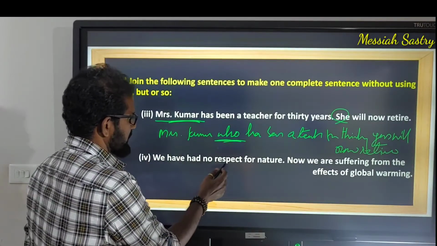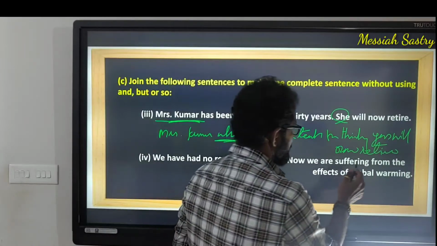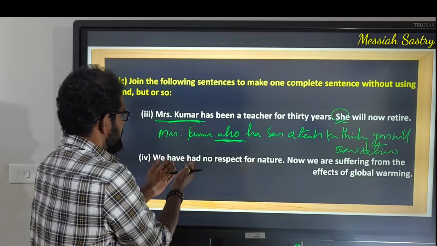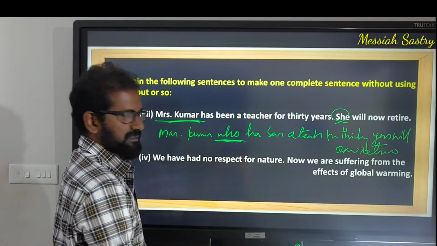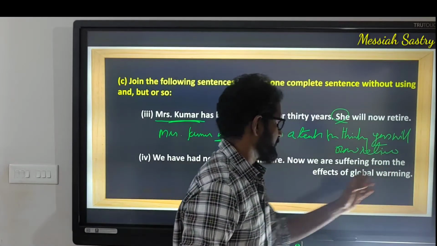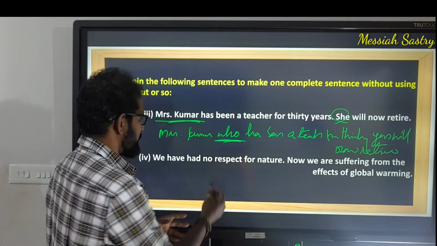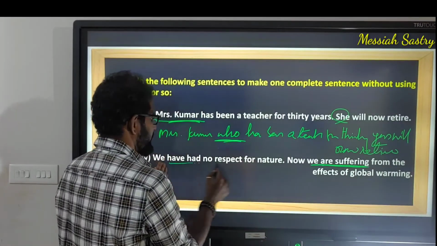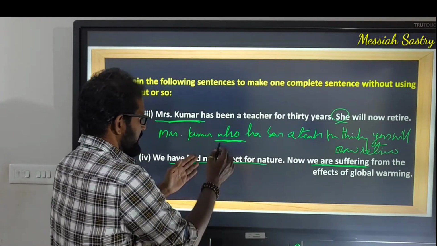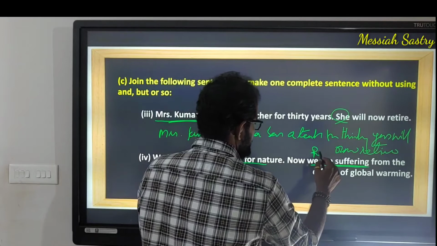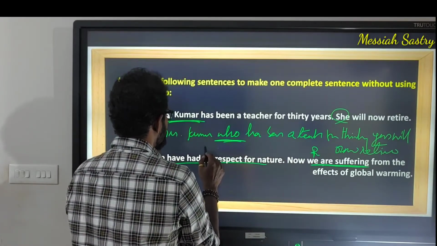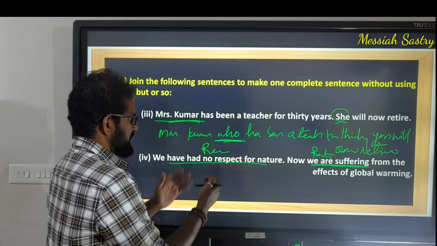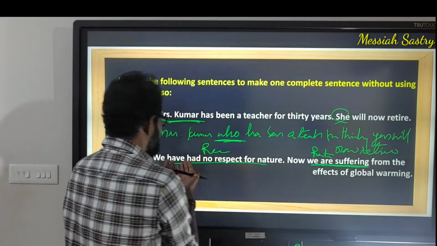We have had no respect for nature. Now we are suffering from the effects of global warming. So we are talking about a reason here. Why are we suffering? We had no respect for nature. So this is the reason, and that is the result. We are suffering is the result. What is the reason? We have had no respect for nature.